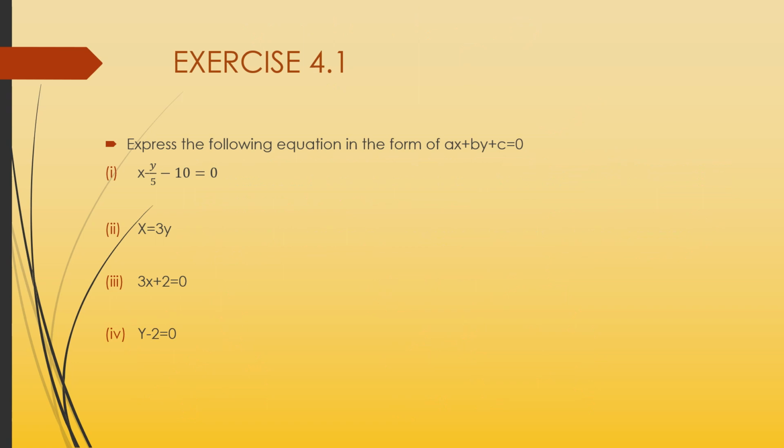Let us do some more questions from the exercise so that the concepts will be clear to you. The first question is, express the following equations in the form ax plus by plus c equals 0. The first part is, correct the question, x minus y by 5 minus 10 equals 0.